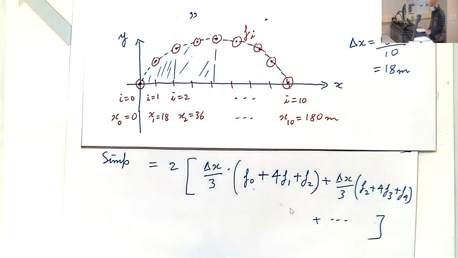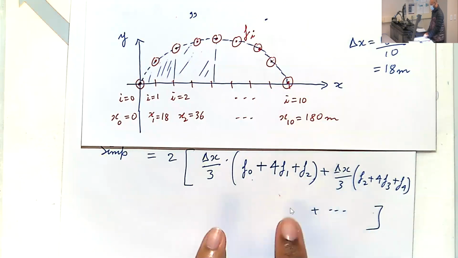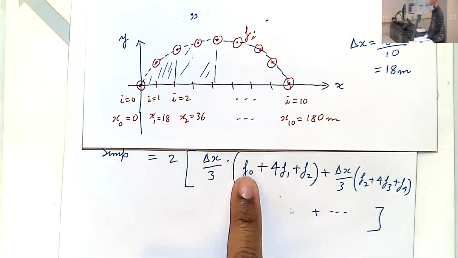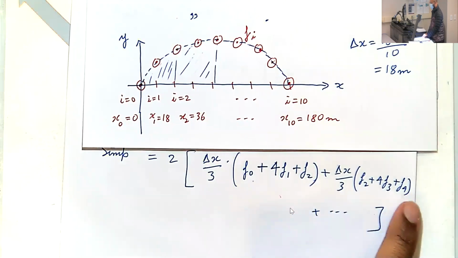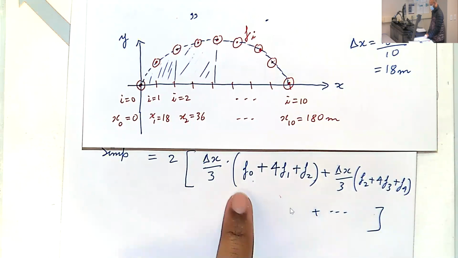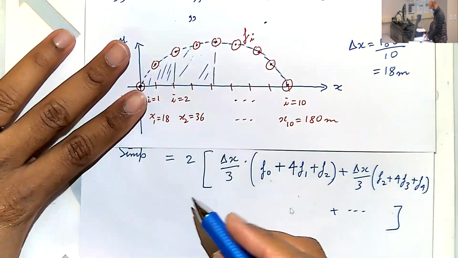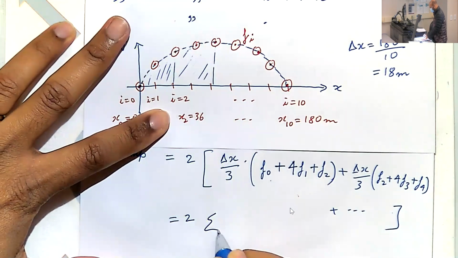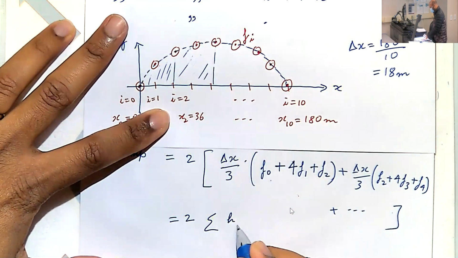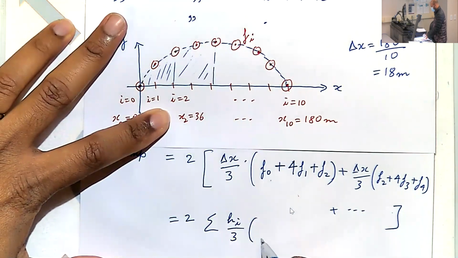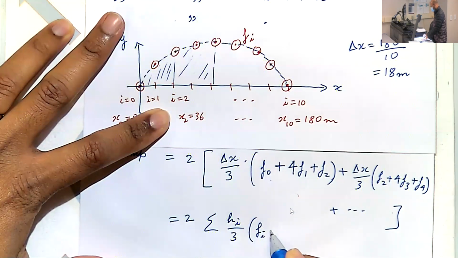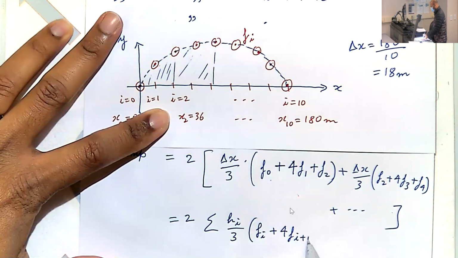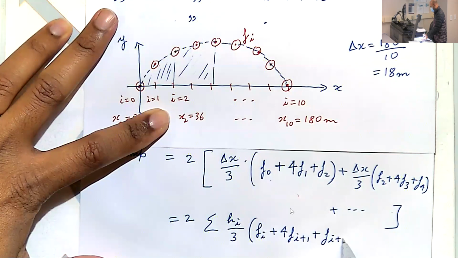So one question is, can we write that as a summation? Yeah, of course. So look, you see a repeating pattern. 0, 1, 2, 2, 3, 4. Yeah, it'll just be a summation. So if you were to write this as a summation, you would just do 2 is a constant, so we keep it outside. Summation of what? h over 3 times fi plus 4 fi plus 1 plus fi plus 2.